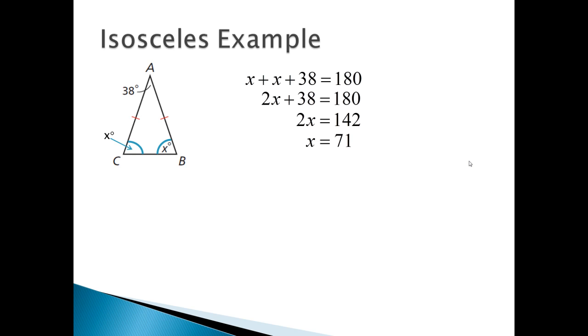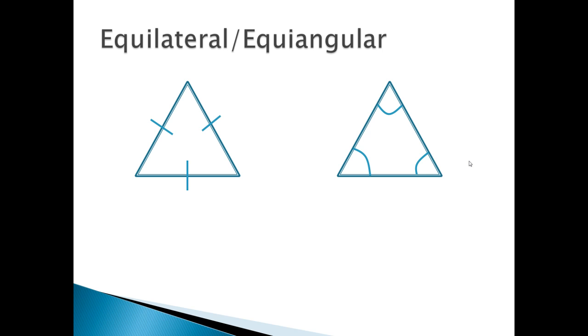Moving on. We've talked about isosceles triangles. Let's talk about equilateral triangles. We have these two terms we threw out at the very beginning of the chapter. Hopefully you guys had heard of them before. We got equilateral on the left and equiangular on the right. Equilateral talking about the sides being congruent, the equiangular being the angles are congruent.